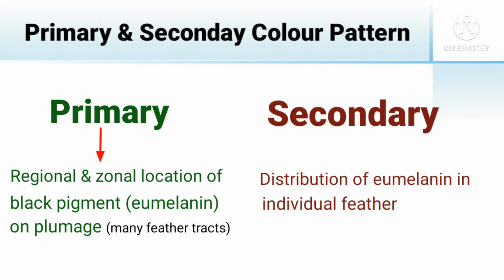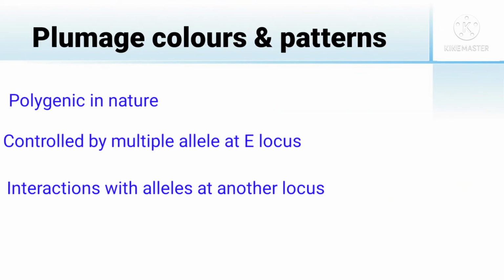Now what are secondary color patterns? These secondary color patterns are produced by the effect of distribution of eumelanin within individual feathers, for example barring, lacing, spangling, etc. Another important thing to remember is that the distribution of eumelanin and pheomelanin, which are subtypes of melanin pigment, appears to be controlled by a genetically determined competitive advantage of one type of pigment over the other.